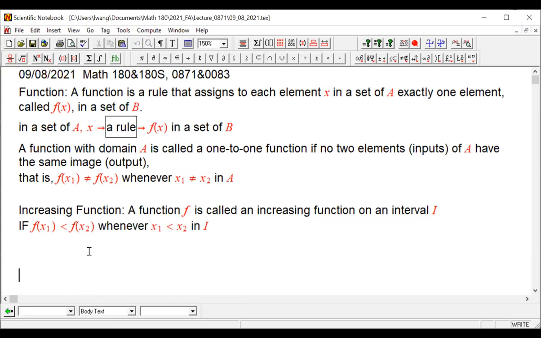What does it mean? First of all, if you look at the two definitions, word for word, do we see there's a difference? What's the difference in the interval? In the one-to-one function definition, it's on the entire domain. But for an increasing function, it's on an interval, which is basically part of the domain. So for that part of the domain, whenever one input is smaller than the other one, their respective outputs will also have the same relationship.